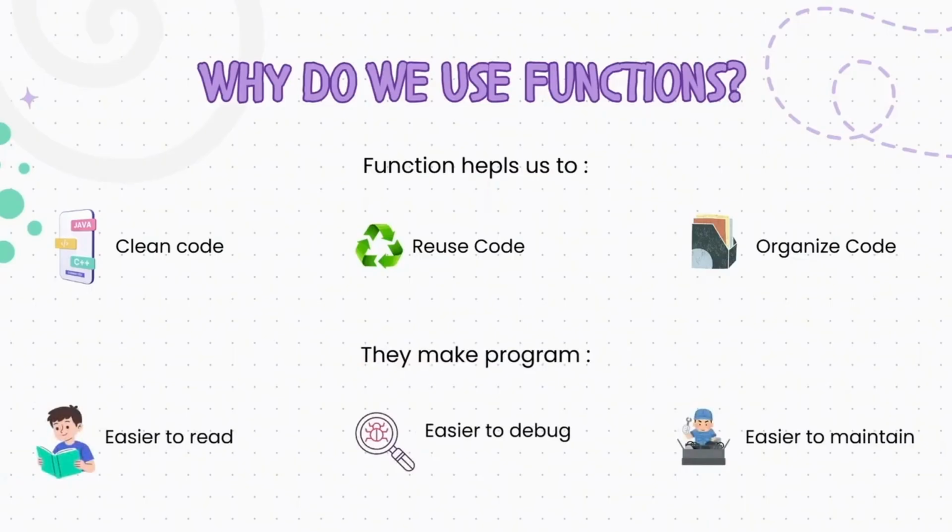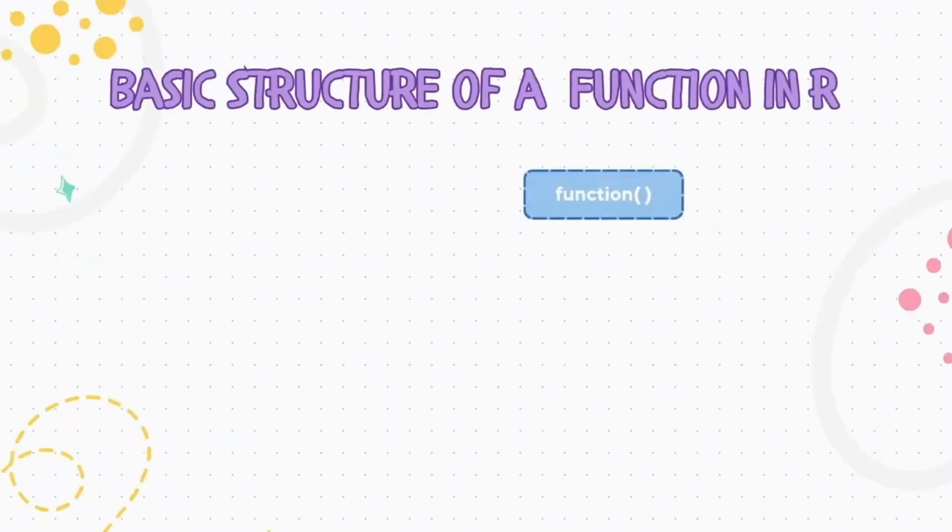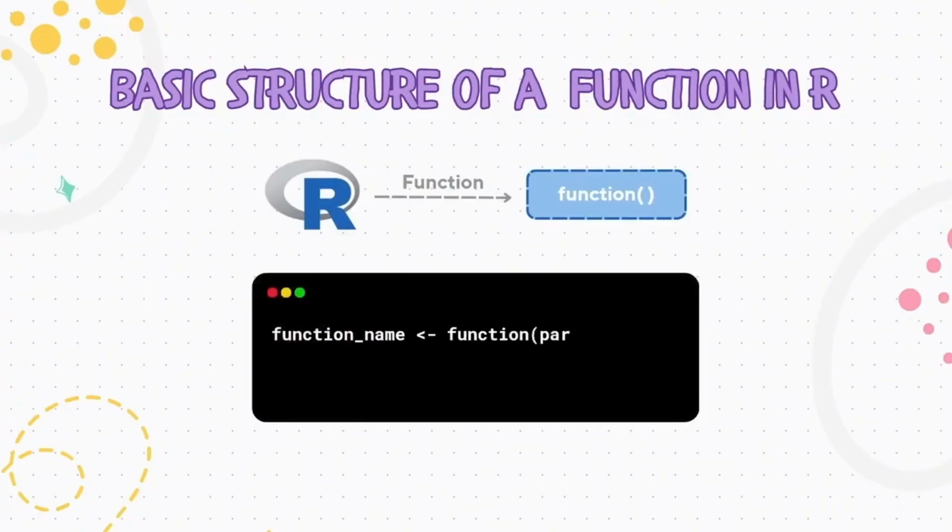So now that we know why we use functions, let's get to know the basic structure of a function inside of R. Now inside of R, functions are created using the function keyword. So in order to create a function, you have to first write the function name and then assign it a function body with the help of the arrow operator. After using the arrow operator, you use the function keyword to let R know that this variable right here is going to be a function.